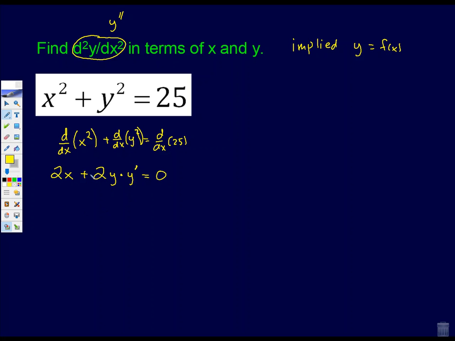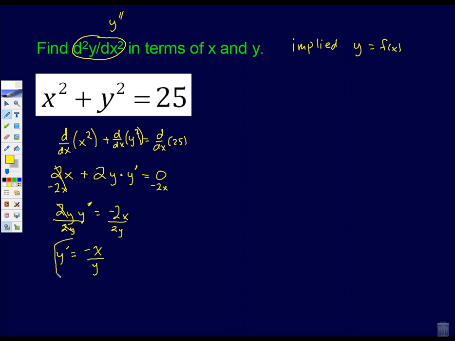And so my first task is to solve for y prime. So I'm going to subtract 2x from both sides. So 2y times y prime equals negative 2x. And I'm going to solve for y prime by dividing by 2y. So y prime is negative 2x divided by positive 2y, but I can divide out 2 here and be left with the negative of x divided by y.